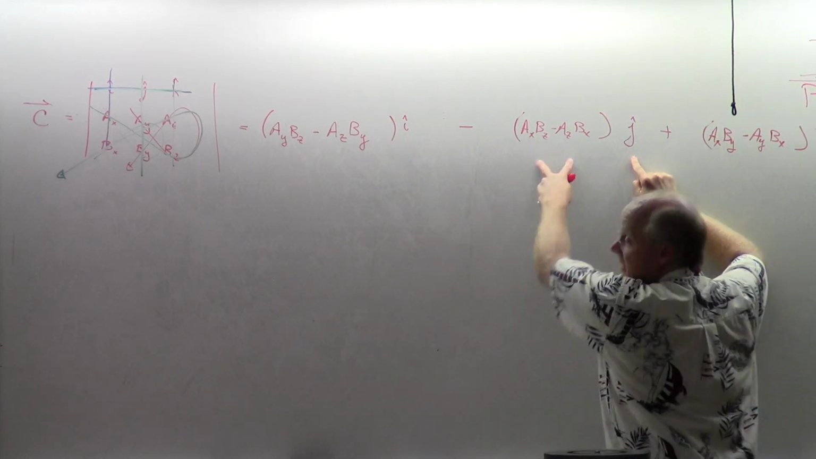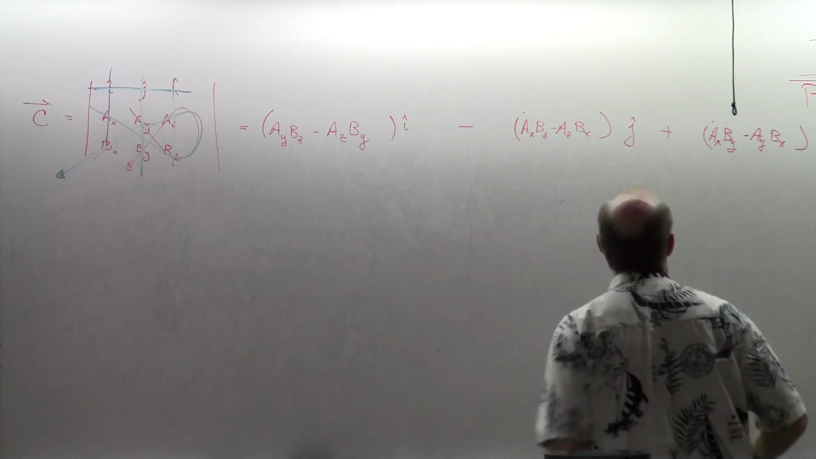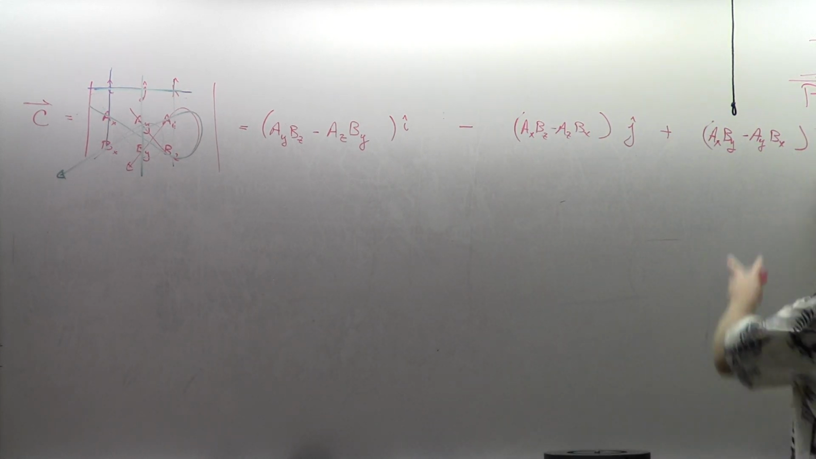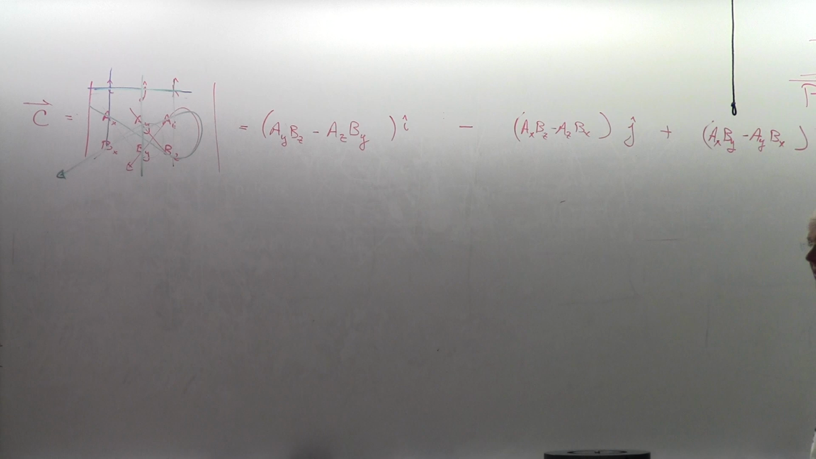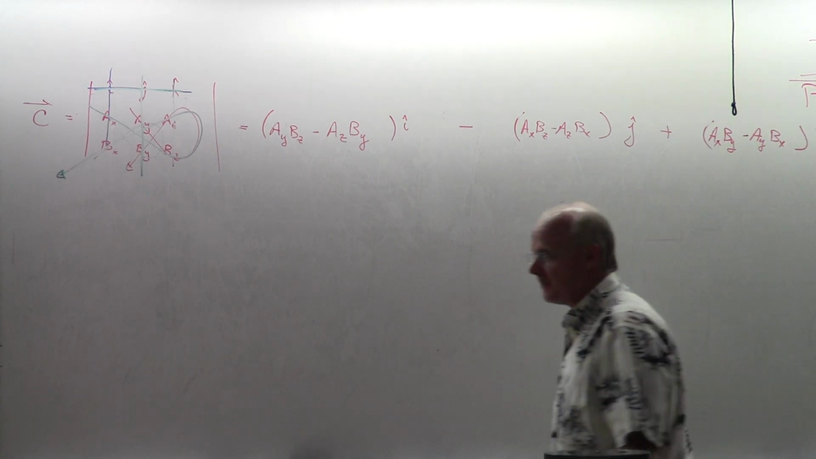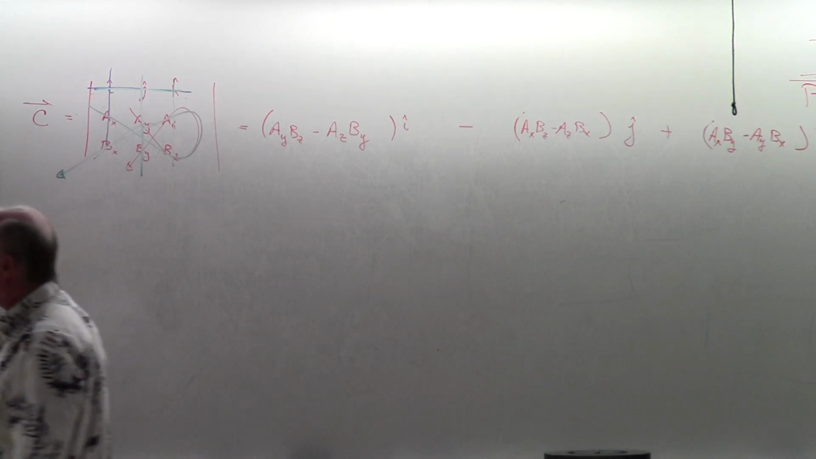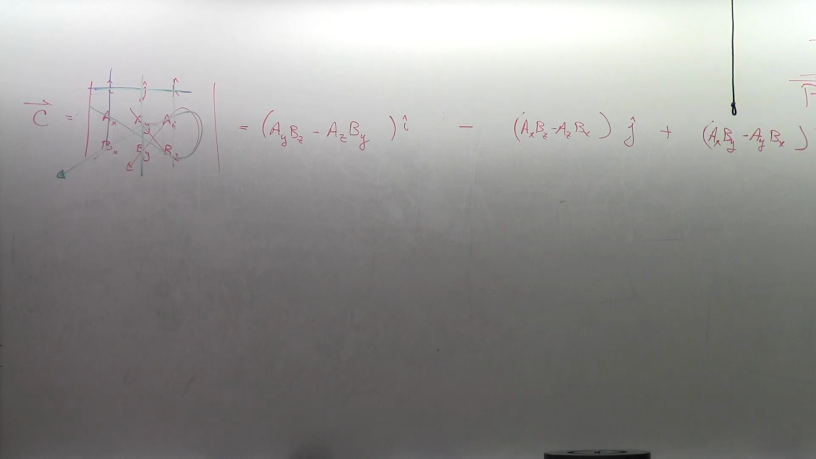The Y component has no Y's. And the Z component has no Z's. And so maybe that would help you. I must admit, especially for this chapter and into the next chapter, this is probably going to be the easiest way to do the cross product.